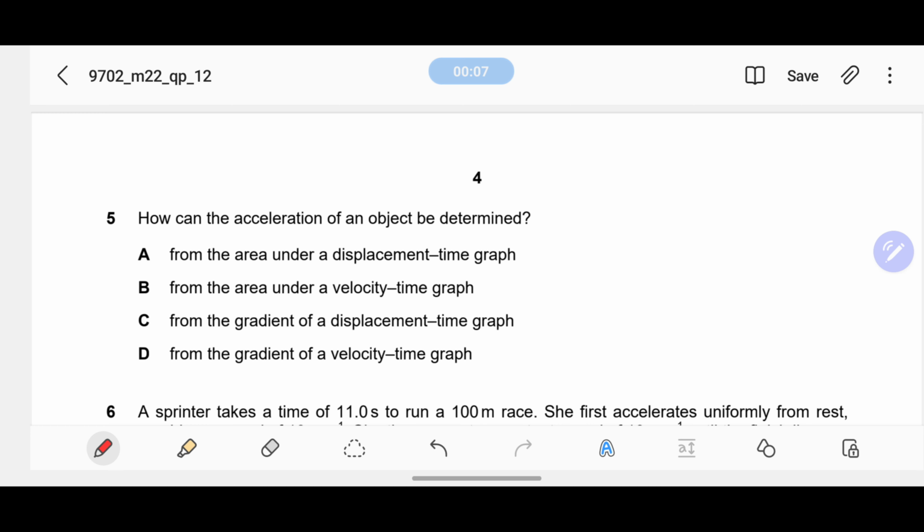How can the acceleration of an object be determined? There are two options we have. One is displacement time graph and other is velocity time graph. Okay, let's hop for displacement time graph first.